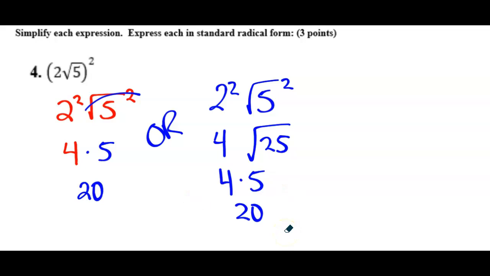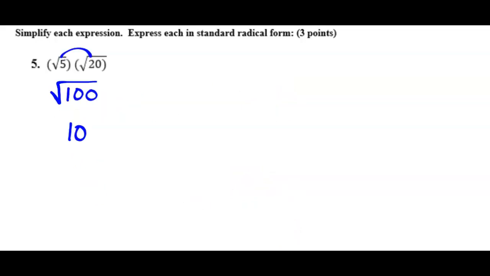Okay? Number 5, you multiply first, you get the square root of 100, you look at your perfect square chart, you go, all right, that's 10. Fantastic.